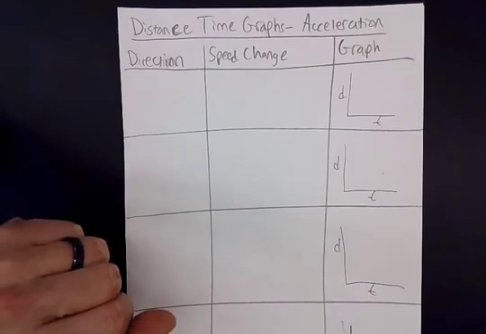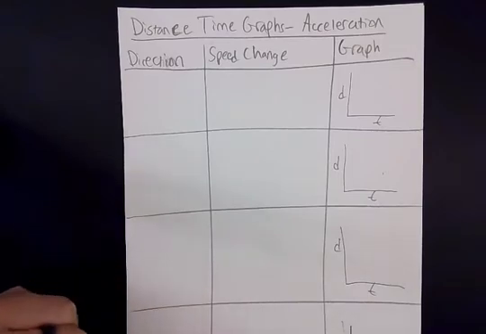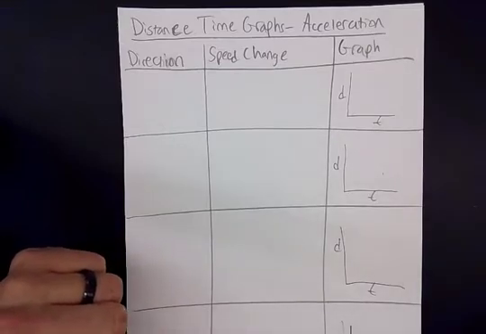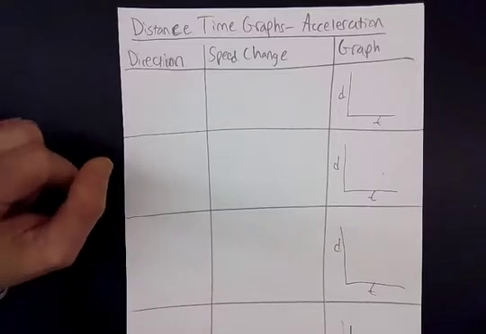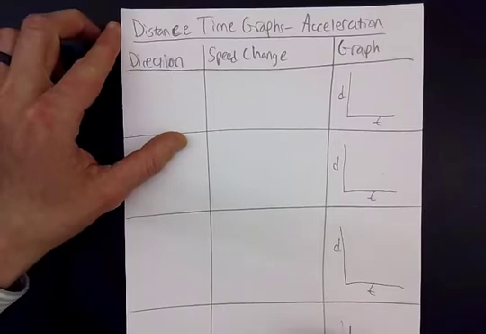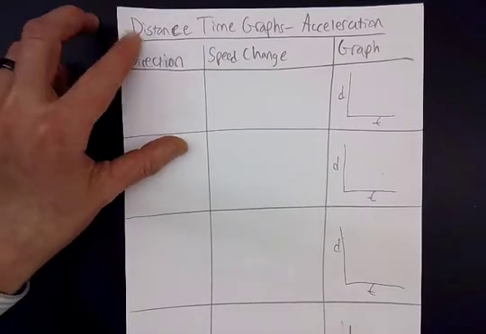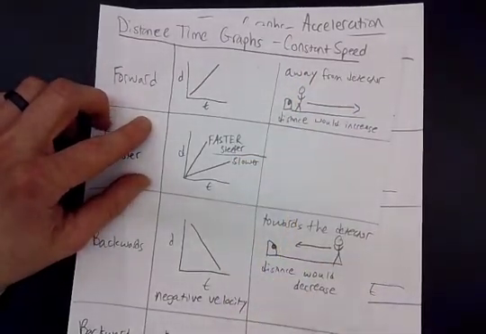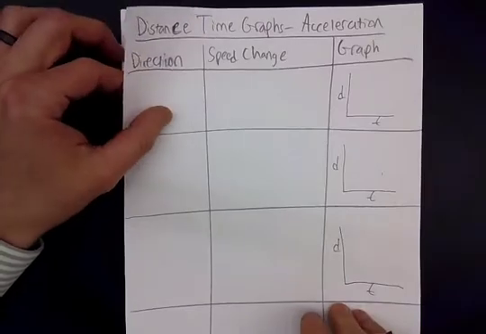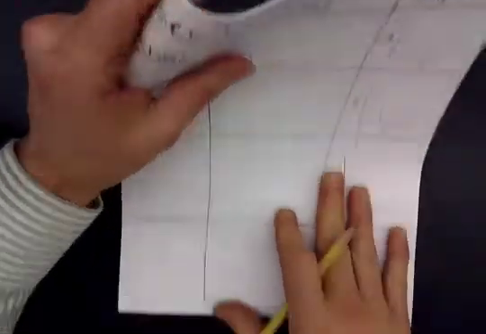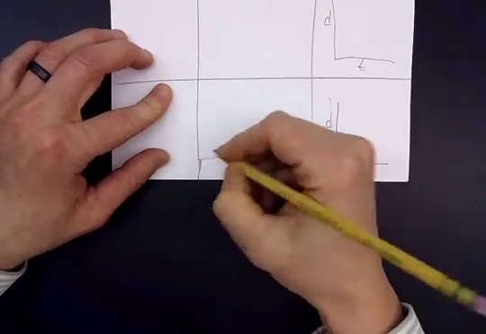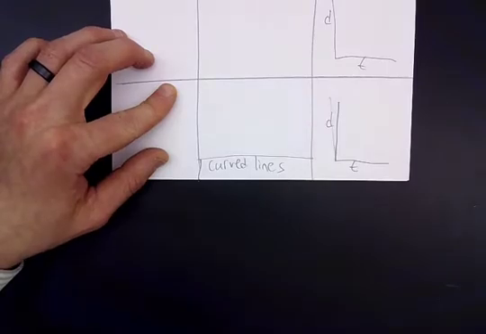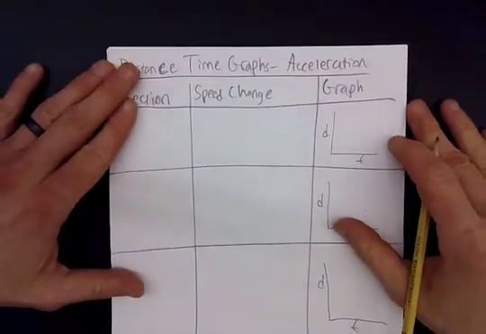Hey guys, so we just looked at distance time graphs for constant speed objects. Now we're going to look at objects that are accelerating, meaning they are speeding up or slowing down. They're not moving at a constant speed, okay? One thing we emphasized was that constant speed means you have straight lines on the graph, but acceleration, make a note, is going to be curved lines. All the graphs that are accelerating are curved lines.